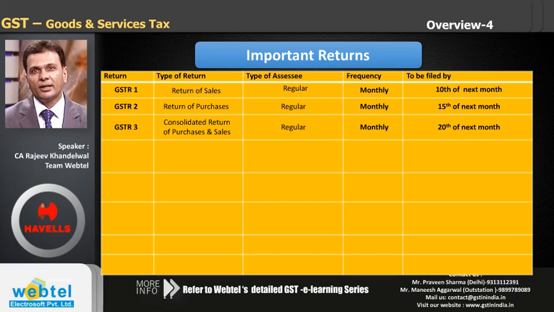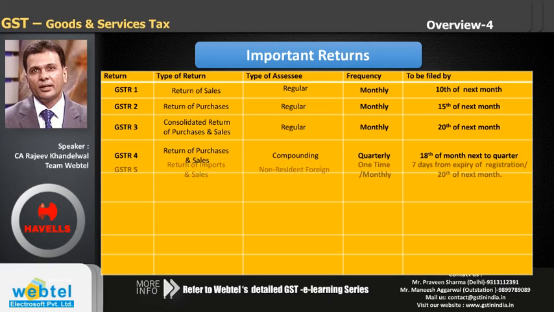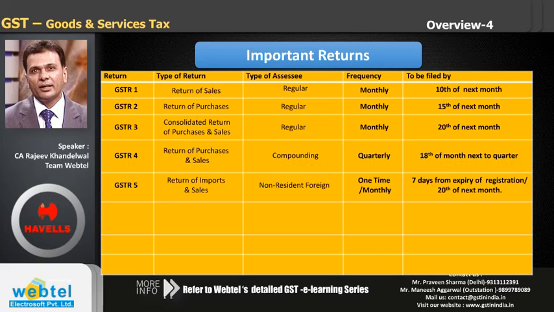What about compounding dealers? Compounding dealers have to file GST-R4, which is the return of purchases and sales. This is to be filed on a quarterly basis by the 18th of the month next to the quarter. What about non-resident or foreign assessees? Yes, even they have to file monthly returns if they are registered for a longer period. So in their case, the return is GST-R5, which is the return of imports and sales.